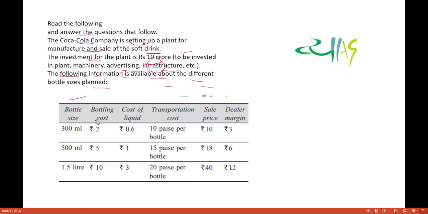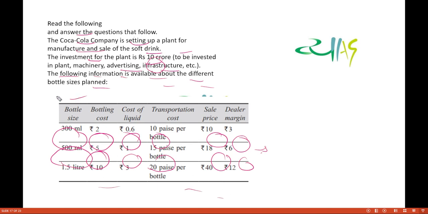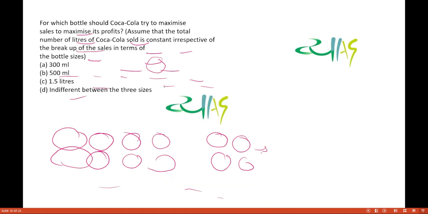Okay, so what is the information available? For bottle size 300 ml, the cost of bottling is 2 rupees, cost of liquid is 0.6 rupees, transportation is 10 paise per bottle. Okay, and sale price is 10, dealer margin is 3. Okay, this is the dealer's margin. It is not your margin if you are the company owner. Then you have 500 ml, then you have this rupees 5. This is the cost and this is the sale price, and all of this data is given. So context is built only when we look at the question.